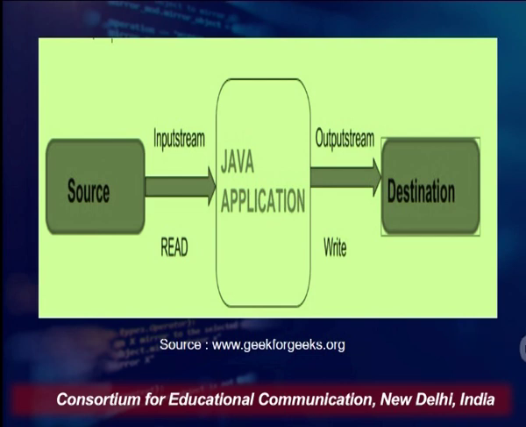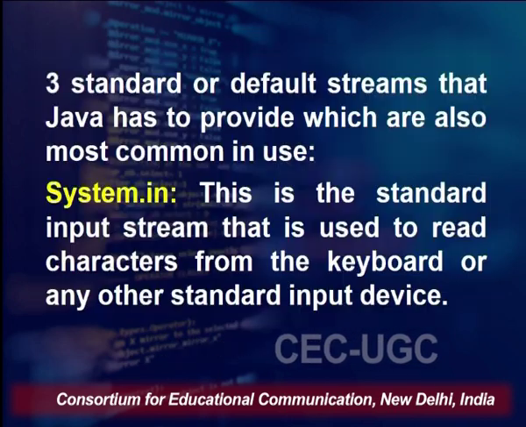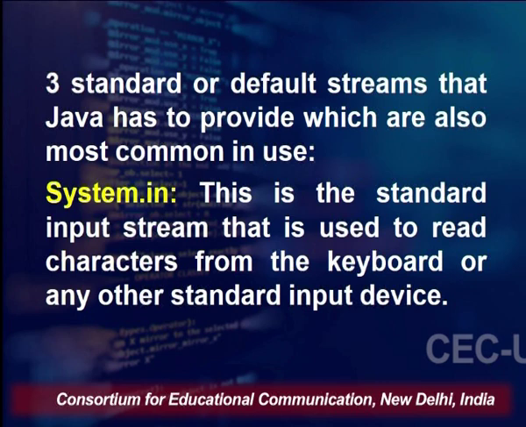Now, what could be the destination here? In the case of text based or normal programs, this destination could be either the printer or the monitor. Now, what kind of streams am I talking about? Java actually provides three kinds of basic, standard or default streams, which are most commonly in use.